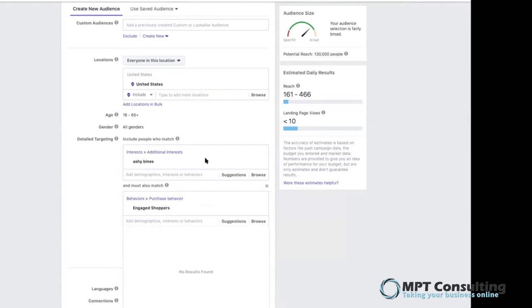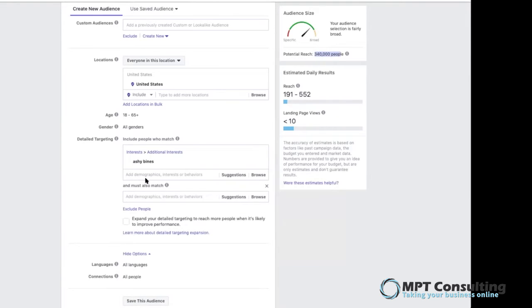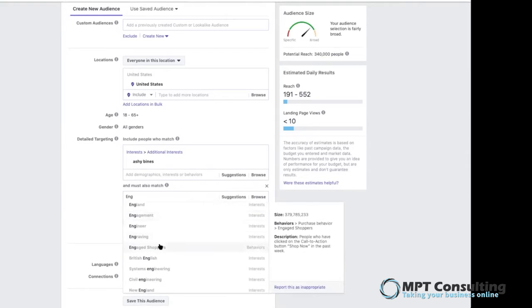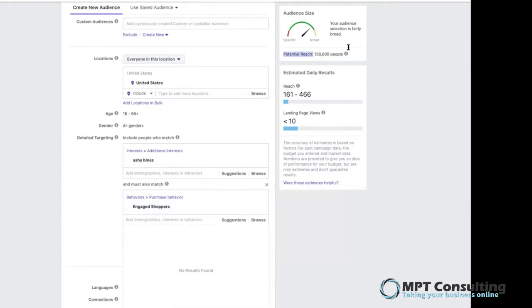So we can put engaged shoppers, and you can see here that it's already eliminated nearly half of the population size that we had before. So if we eliminate this, it goes to 340,000. If we add in, like we just did before, engaged shoppers, it eliminates it to 130,000.